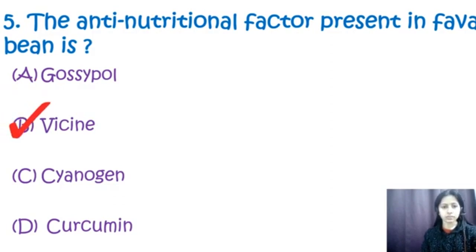So gossypol, it is the anti-nutritional factor which is present in cotton seeds. Cyanogen, it is an anti-nutritional factor which is present in linseeds, and curcumin, it is a phenolic compound which is present in the roots of the turmerics. So here the correct answer is vicin.